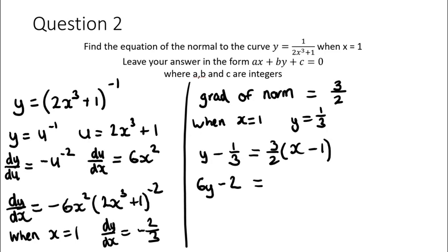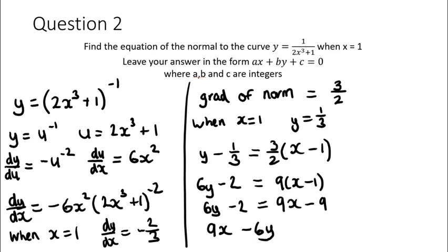3/2 times 6 is going to be 9. Then you can just expand that bracket, and then just get everything to one side. So I'm going to take 6y from both sides. I'm going to add 2 to both sides. And then we've got our solution.